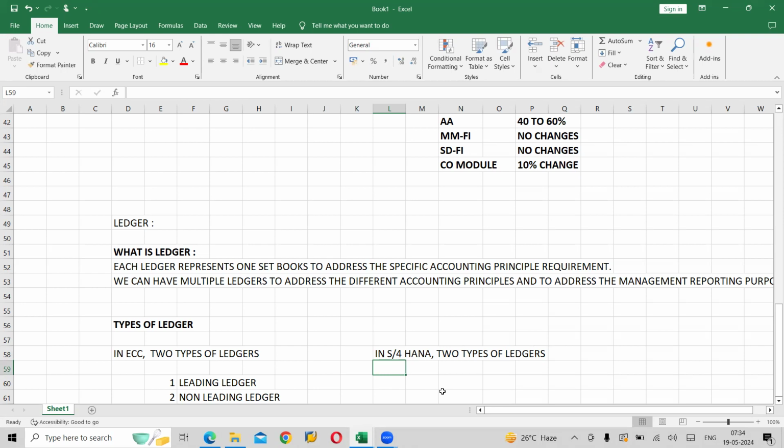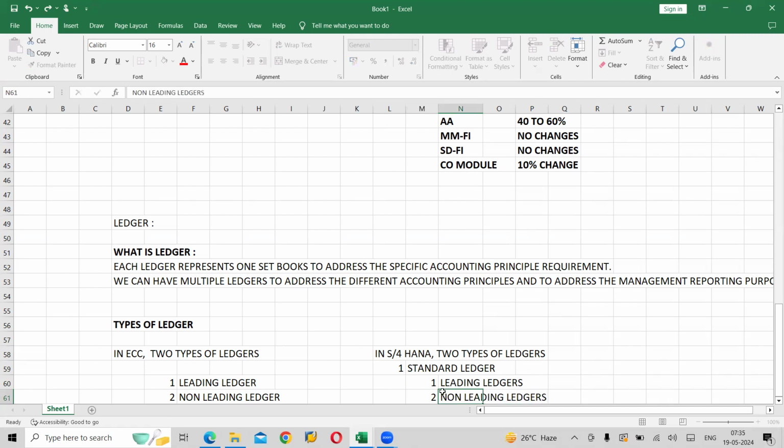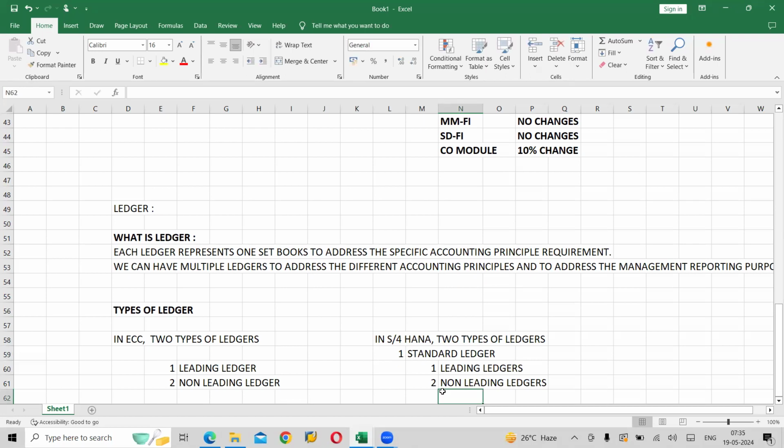So the first one is your standard ledger. Your standard ledger is divided into two types. One is leading ledger. You remember we discussed standard ledgers are leading and non-leading ledgers when we were doing grouping. The second one is non-leading ledgers. Clear? Leading and non-leading ledgers.